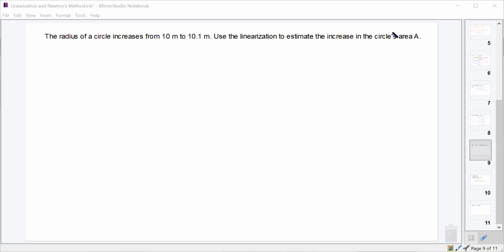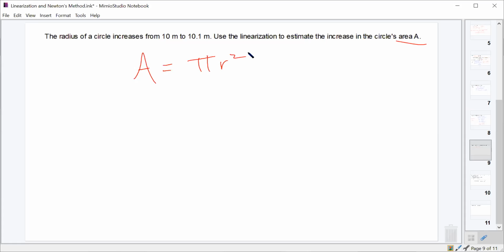So suppose I have a circle and I increase its radius from 10 to 10.1 meters. I want to use this linearization idea, which is the same as this idea of differentials. It's just using a tangent line to approximate. So we're going to use that to estimate the increase in the circle's area. So we need to write an equation that gives us the area of a circle. What should that be? Pi r squared.